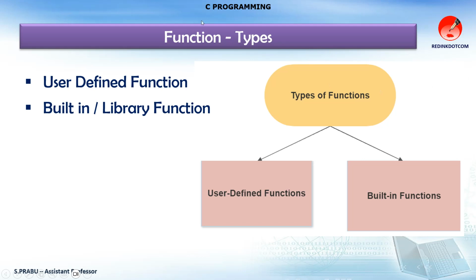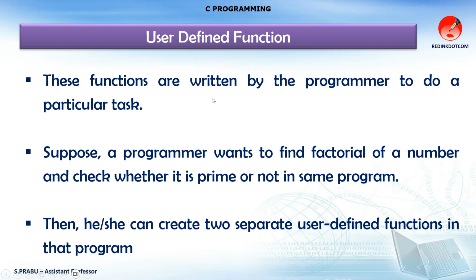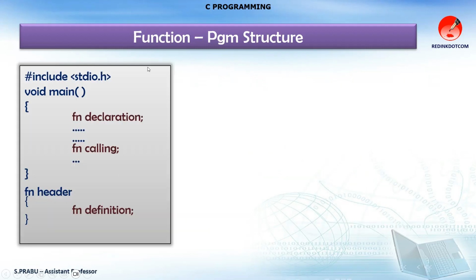There are two types of functions. One is user-defined function, another one is built-in or library function. Let's see first what is a user-defined function. User-defined functions are created by the programmer for a specific task. Depending upon the problem statement, a programmer can create a group of statements inside the function and call the function wherever necessary. This is the overall structure of a C program with function.